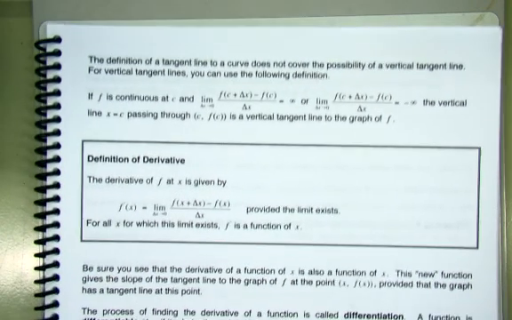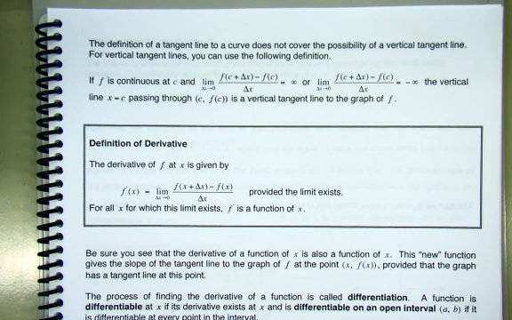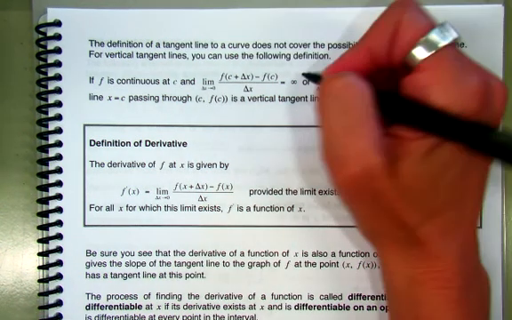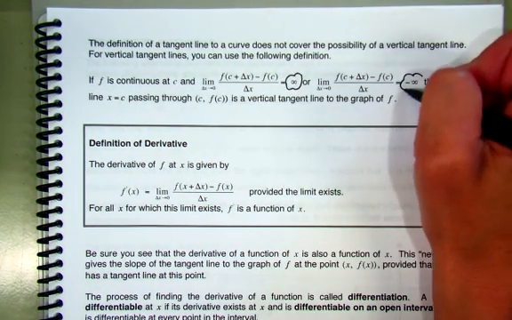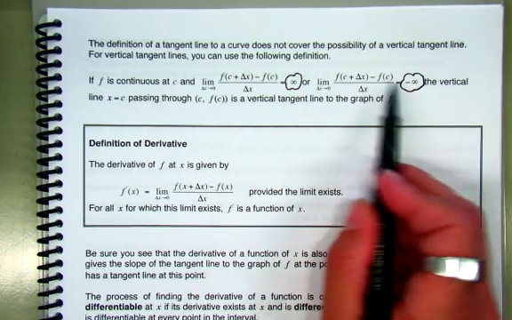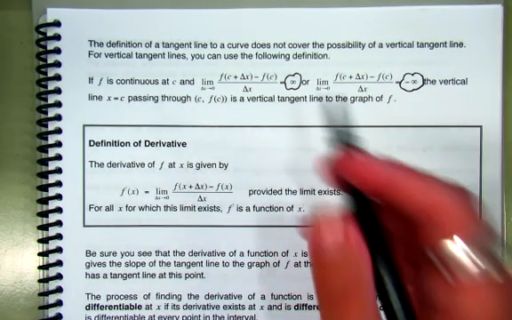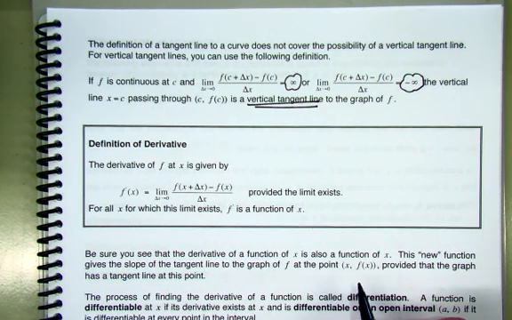The definition of a tangent line to a curve does not cover the possibility of a vertical tangent line, right? The vertical tangent line, what kind of a slope does a vertical line have? Undefined, right? It doesn't have a slope. So how would I find the slope of a vertical tangent line? Well, the issue with a vertical tangent line, that's when you're going to get that infinity or the negative infinity. So if you find the infinity or negative infinity, that's when we know we have a vertical tangent line. Okay, the moment you've all been waiting for.